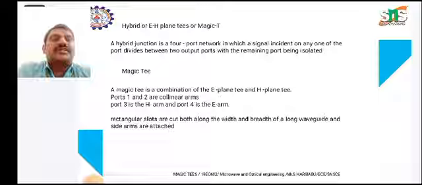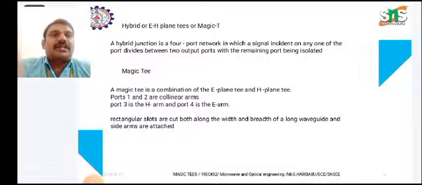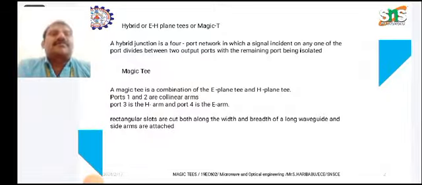A hybrid junction is a four-port network, whereas the E plane T has a three-port network and the H plane T has a three-port network. Whereas in this we are having a four-port network. That is a combination of E and H. A magic T is a combination of E and H, as I mentioned previously.